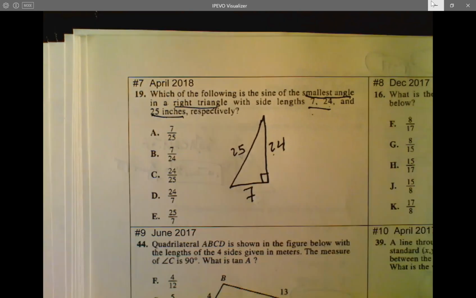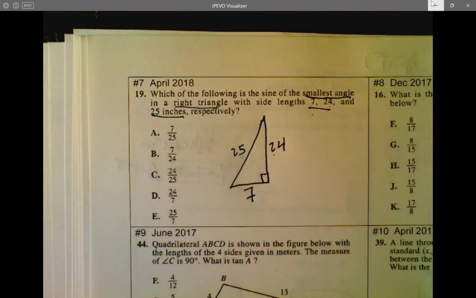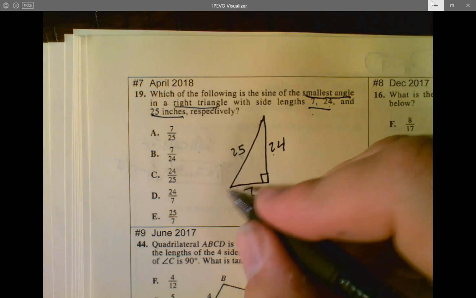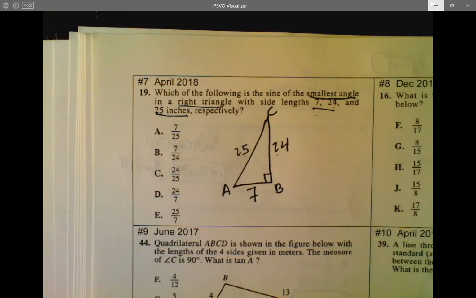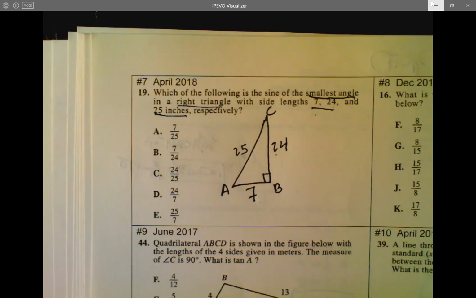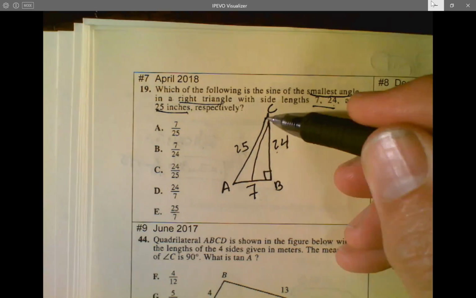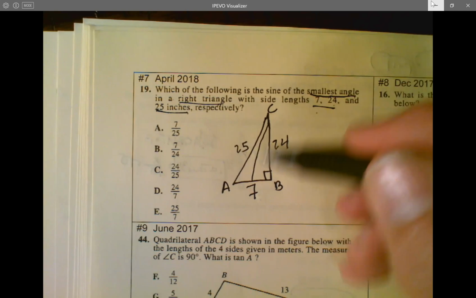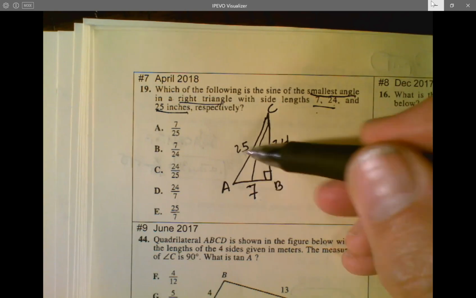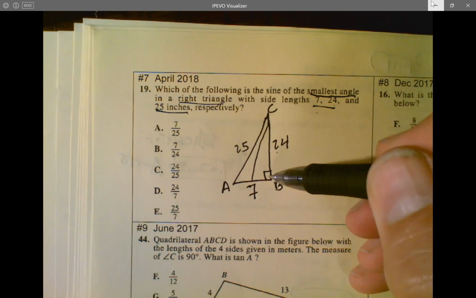So question, if I call these angles A, B, and C, which angle's the smallest and why? It has something to do with the sides. The angle directly across from the 7. You got it. The smallest angle's opposite the smallest side, just like the biggest angle is opposite the biggest side.